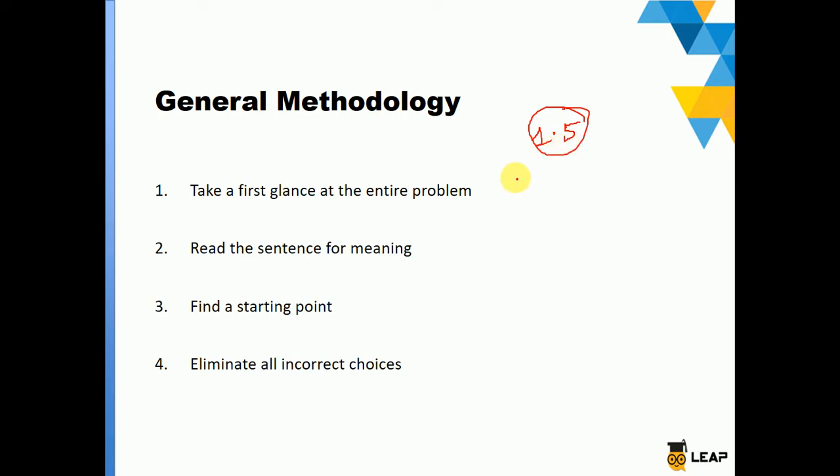So, in order to develop a general methodology, you have to first understand that it can be split into 4 steps. Step 1 is about taking a first glance at the entire problem, and this includes both the question and the answer choices. Step 2 is about reading the sentence for meaning. So this step is just about reading the question, the text with the underlined portion. Step 3 is about finding a starting point in the text. You'll understand this better when we get forward. Step 4 is about eliminating all the incorrect choices. Alright?